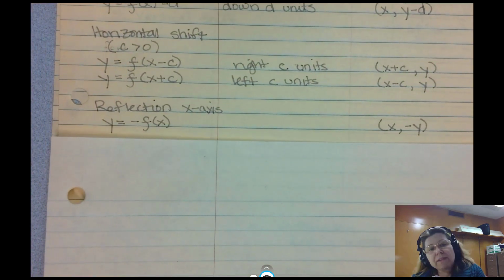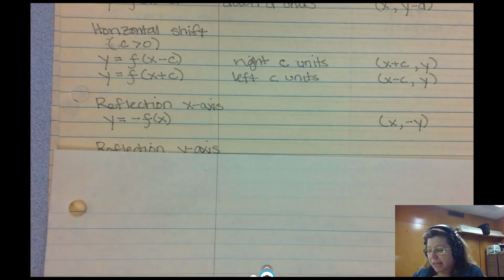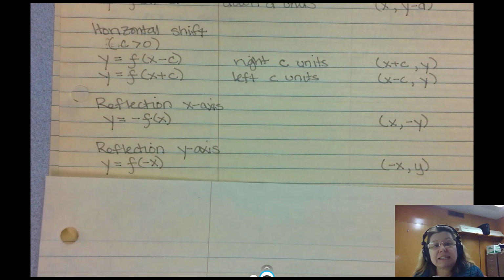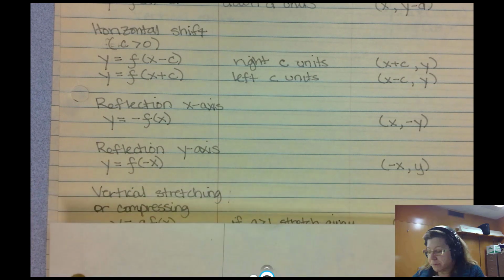Reflections, we have y equals negative f of x. Well, that's going to reflect all your y's. That's around the x-axis. And if it is inside, f of negative x, that reflects around the y-axis. All your x's will become the opposite symbols.